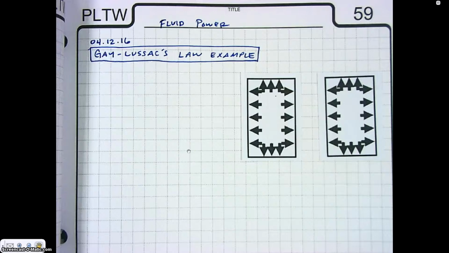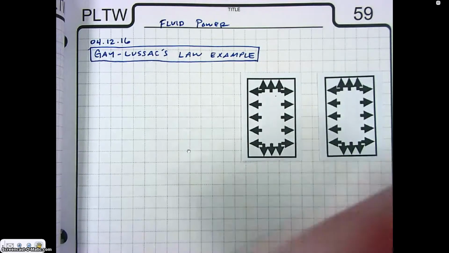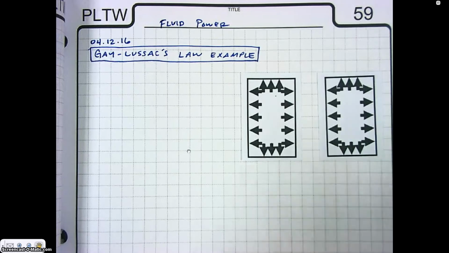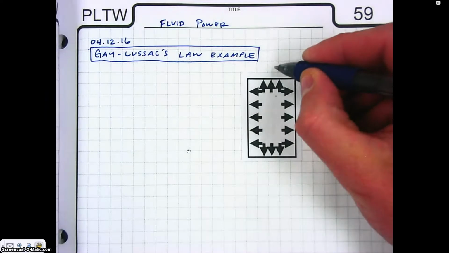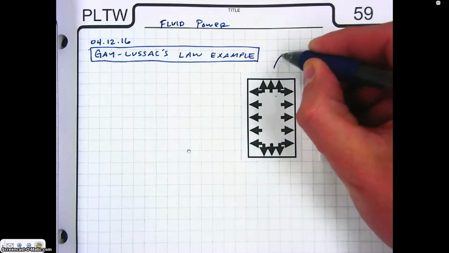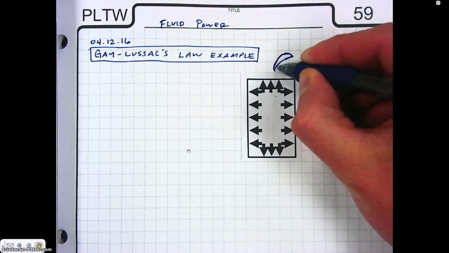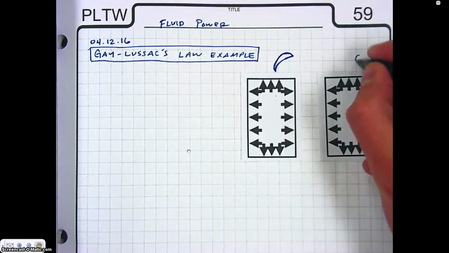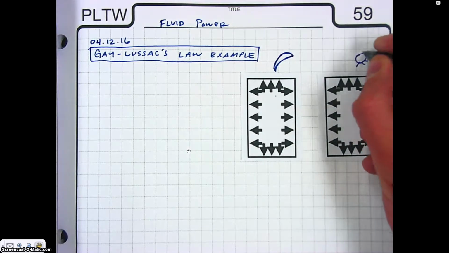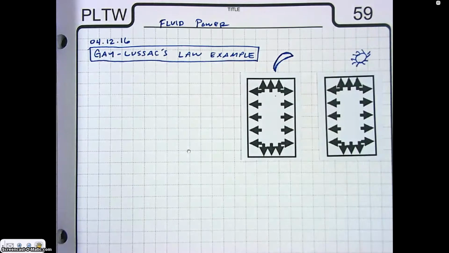We're going to go to the example for Gay-Lussac's law. So what we have here is two containers. These containers are filled with air, and so this one I'm going to put a moon, draw a moon above that one. So that one's at night. This one's going to be during the day, so I'll put a sun in front of that one.